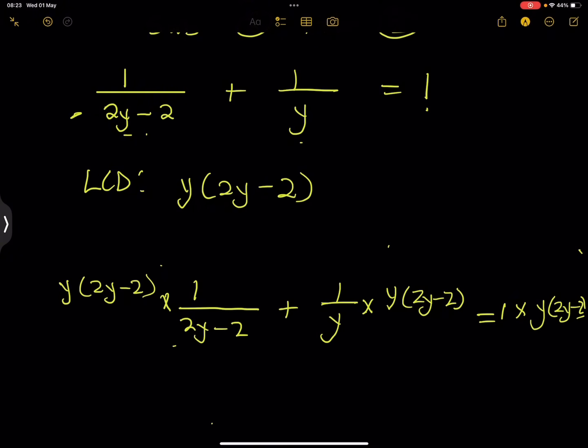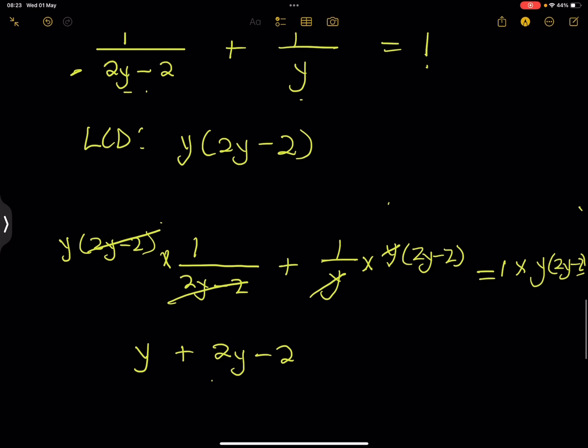All right, so what happens? This cancels with that. On the first term, I'm left with just y. And then on the second one, the y's cancel, so I'm left with 2y minus 2. And on the last term, the one on the right-hand side, 1 times all of that becomes all of that, so that will be 2y squared minus 2y.